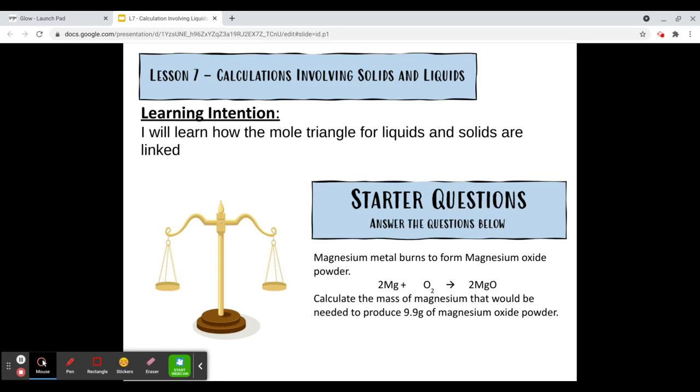quantities based on both. The starter question we're just going to ignore today because we haven't done this question yet, but if at a later stage in the course you want to try that, then the answer is here and it's 5.97 grams.